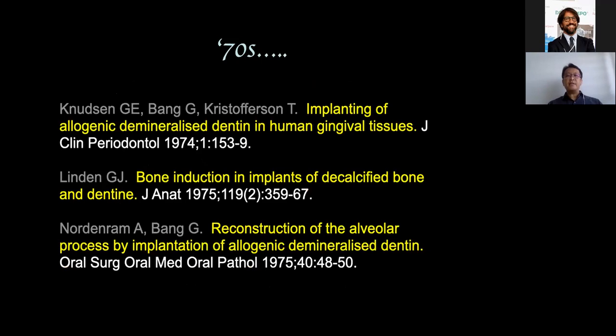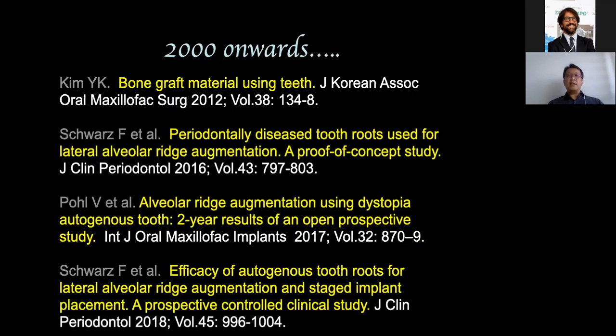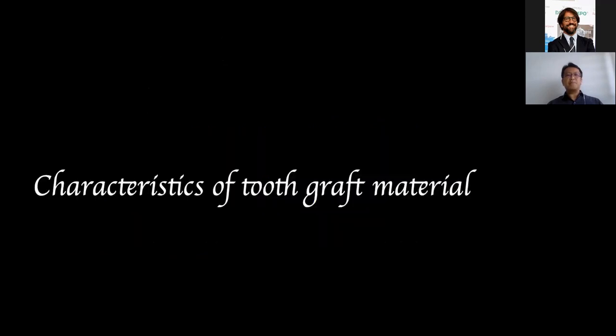And in the 1970s, they were also looking at bone formation from using dentine. And of course, even in recent years, there are more and more studies looking at using the autogenous tooth as a graft material. So these are some very interesting recent articles, with a lot of interest in this. So you might want to look at some of these articles.